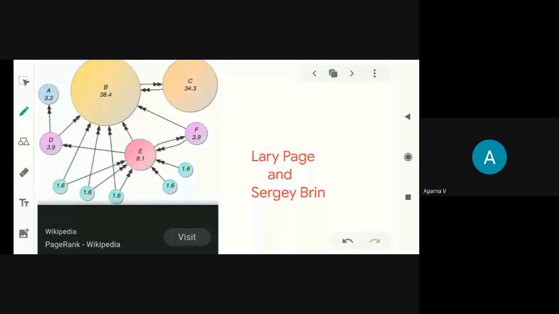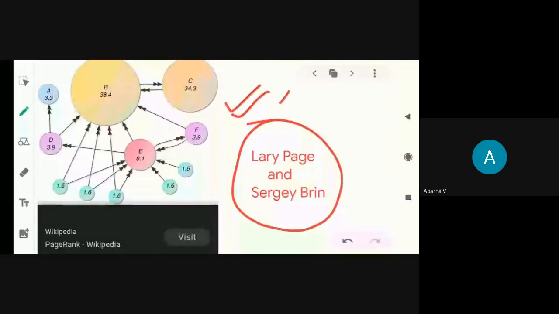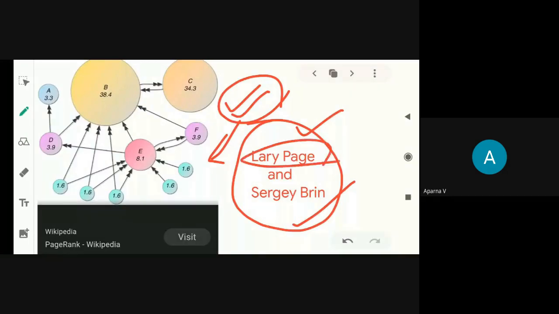Okay, this is very, very important. We are using Google. How does Google give you the search results within a fraction of a second? First of all, they are running with the help of a graph theoretic principle. Here we'll be using directed graphs. There are two persons who have to be remembered: Larry Page and Sergey Brin. They designed an algorithm called the PageRank algorithm.